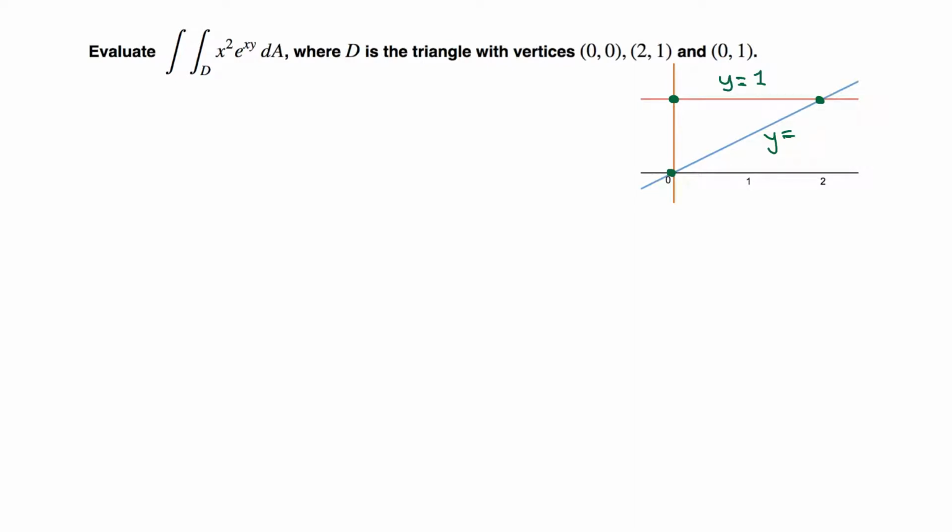Evaluate this double integral over the region D, where D is the triangle with vertices (0, 0), the origin, (2, 1), and (0, 1). So basically we have this region, okay, and this is y equals 1. This line has equation y equals 1, and this passes through (0, 0) and (2, 1). So let's find the equation of this line.